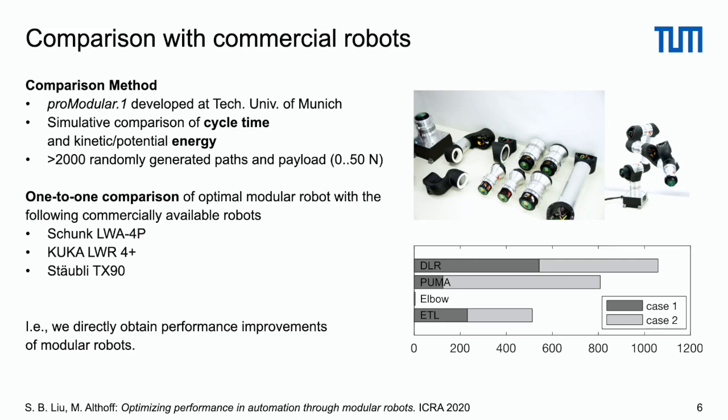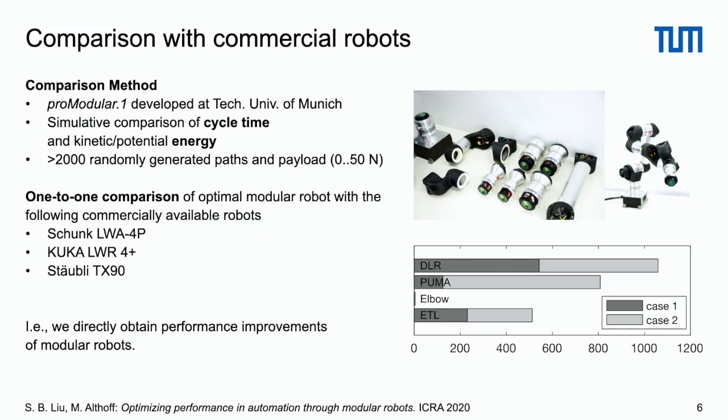We now show how our Modular 1 robot developed in our lab compares with commercially available robots, such as the Schunk LWA4P, the KUKA LWR4 Plus, and the Stäubli TX90. The comparison is done by simulating the robots, where we compute the cost of cycle time and energy. More than 2,000 random paths have been generated with random payloads between 0 and 50 Newton.